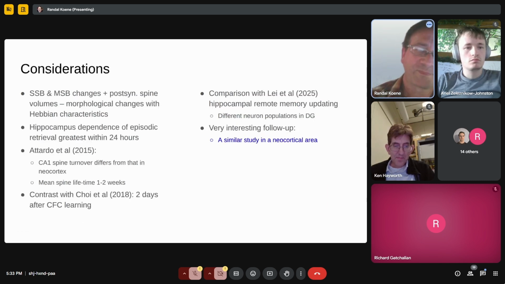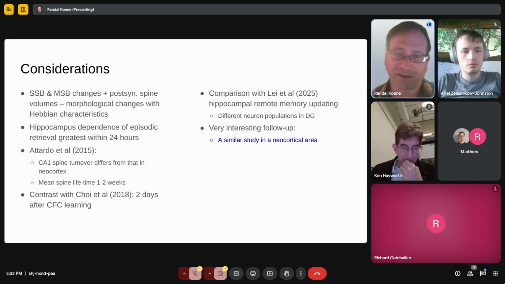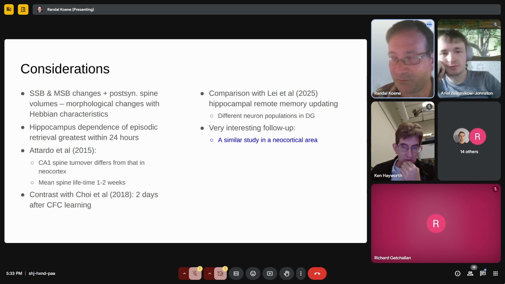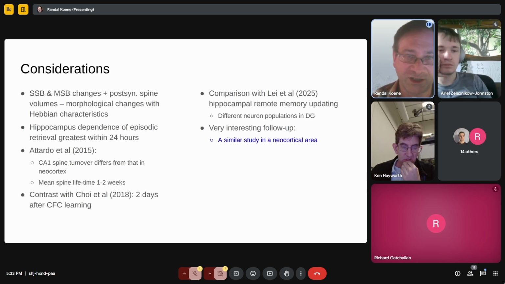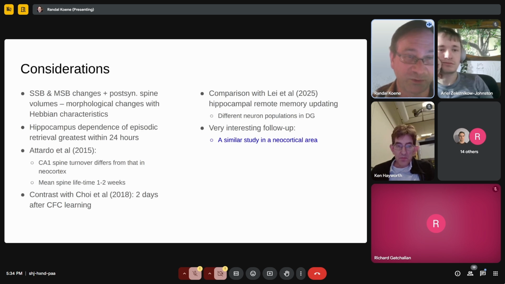Now, here's some thoughts I had going through this, or considerations. One way to look at it, considering that there were morphological changes in SSBs, MSBs, and postsynaptic spine volumes together, even if the postsynaptic spine volumes weren't necessarily only the plus postsynaptic spine volumes, is that the study may be pointing to high-resolution detailing of morphology changes that mediate what is nonetheless Hebbian type of learning. At least that's one way that I feel one could interpret this.